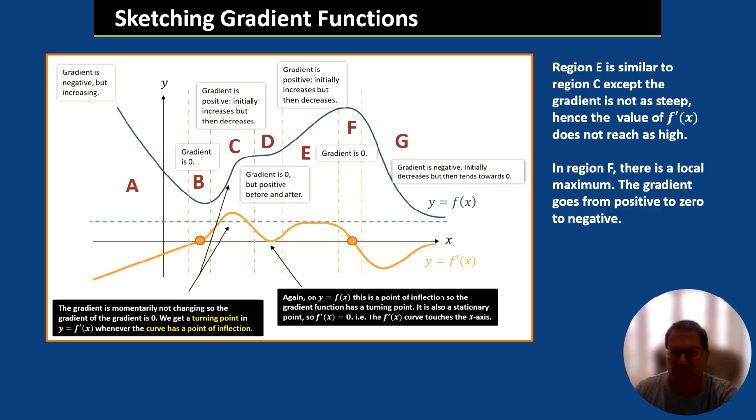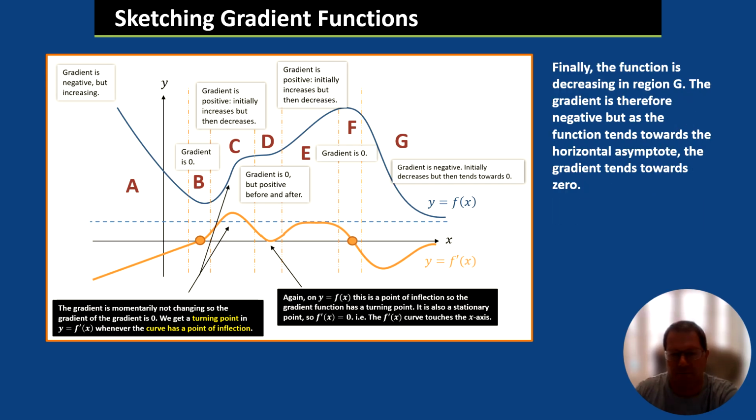Region E is similar to region C, except the gradient is not as steep, hence the value of f dash x does not reach as high. In region F, there is a local maximum. The gradient goes from positive to zero to negative. Finally, the function is decreasing in region G. The gradient is therefore negative, but as the function tends towards the horizontal asymptote, the gradient tends towards zero.